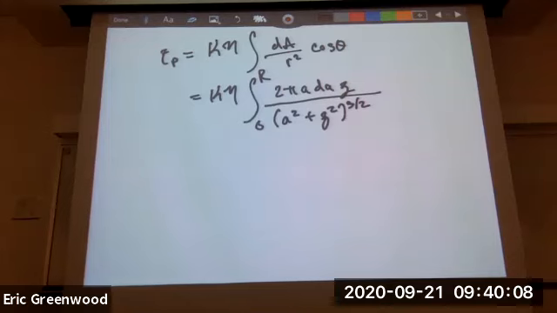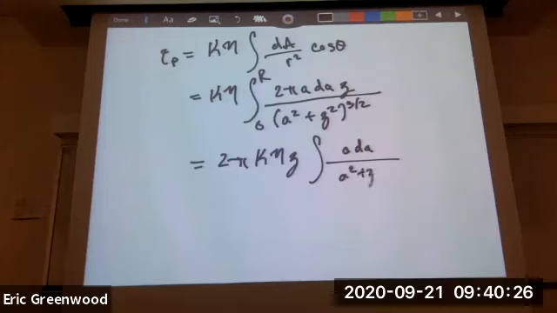2 pi is constant. Well, what about z? Z is also constant. It's a fixed distance at which I'm choosing the point to be, which means I can finally rewrite this as 2 pi times k times eta times z times the integral of a dA divided by a squared plus z squared to the 3 halves, integrating from 0 to capital R.